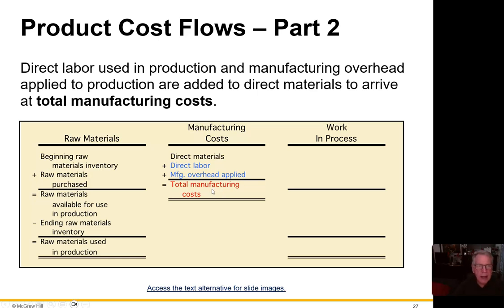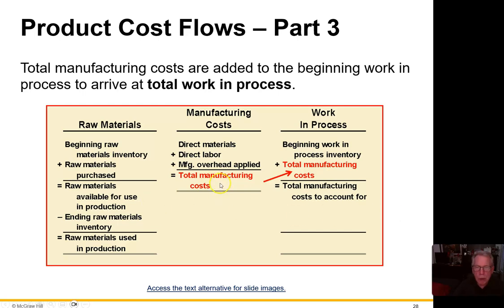Okay, then next, we're going to move the total manufacturing costs for the items that we complete in work in process inventory into work in process here. And the beginning work in process inventory is added to that total manufacturing costs, and that gives us the total manufacturing costs to account for. Okay, be very careful on your terminology here, because that's going to look very similar to terminology you're going to see in a few minutes. Total manufacturing costs to account for.